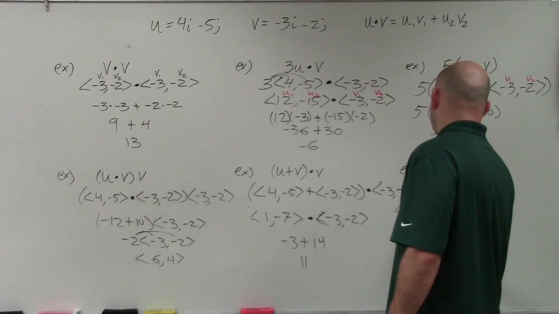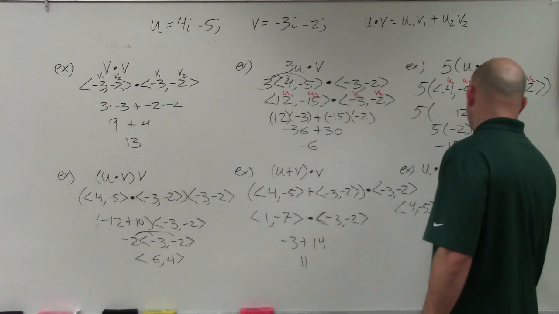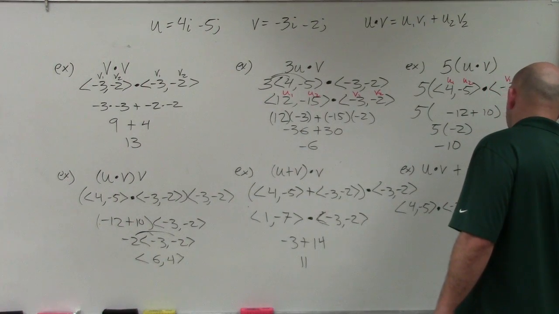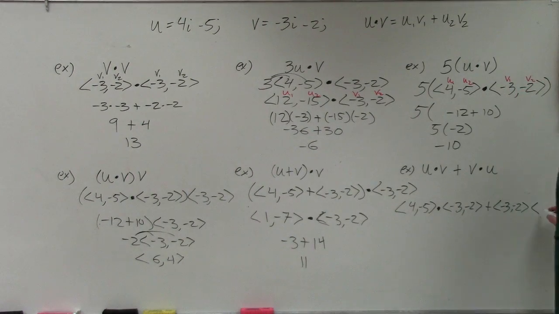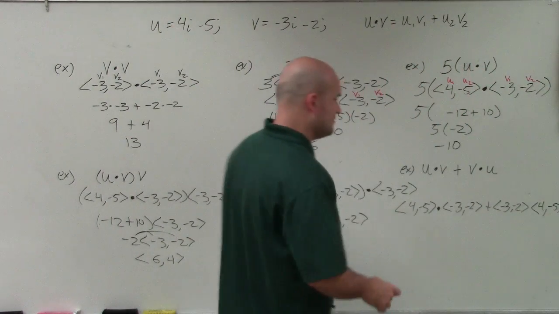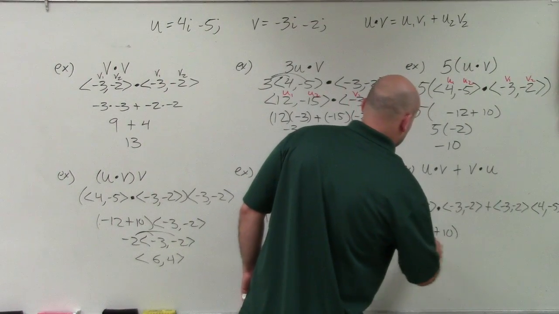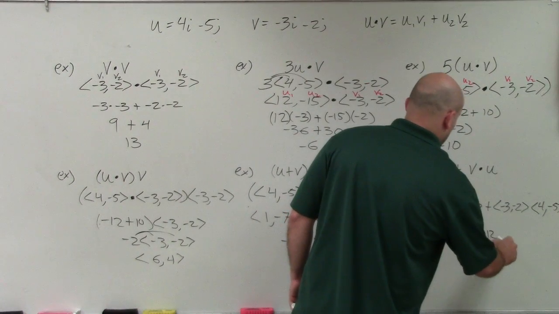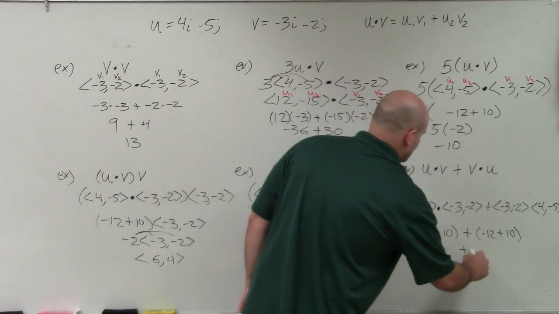U, which is 4, negative 5. It's not going to matter. You're going to get the exact same answer, that's what I'm trying to show you. But since I didn't do it, I might as well show you how they're both the same. And then u, 4, comma, negative 5. By applying the dot product, we're going to multiply the first two terms, which is going to give me a negative 12 plus 10. And then I'm going to add that to the dot product over here, which is negative 12 plus 10. And here what you get is a negative 2 plus negative 2.